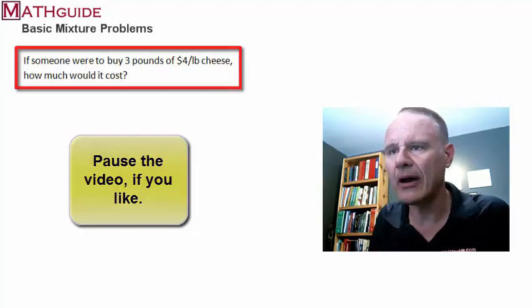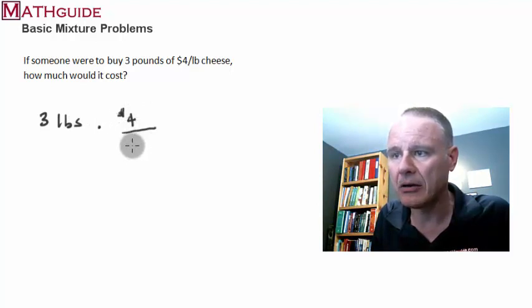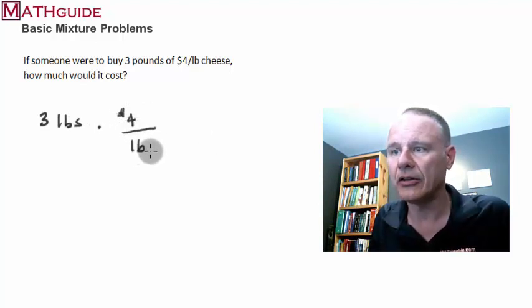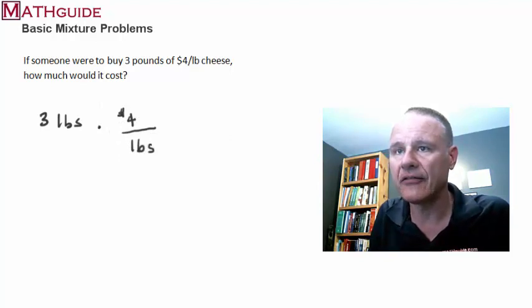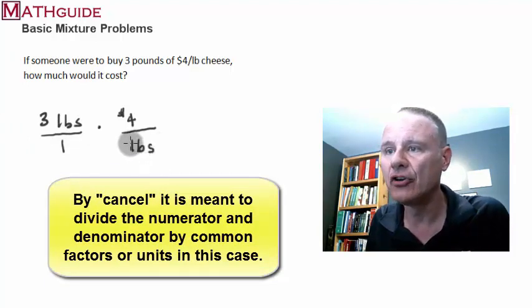Did you try? Well, if you calculate this, you should realize that if you've got 3 pounds and you multiply by $4 per pound, you're going to think of this as a fraction. When you multiply fractions, you always see what you can cancel. In other words, what factors on the numerator and denominator can you cancel? Well, you could see that here. In this case, the units will cancel.